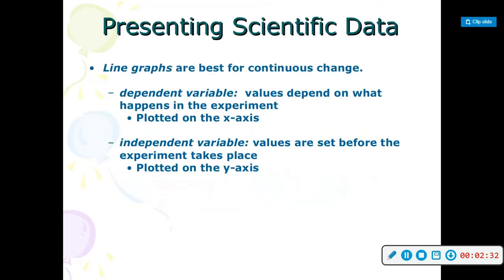Now on this next slide, it's going to tell you that it's going to flip it around and say your dependent is going to be on the x and your independent is going to be on the y. You could flip it, but it's not going to make much sense unless you just have a negative trend in data.